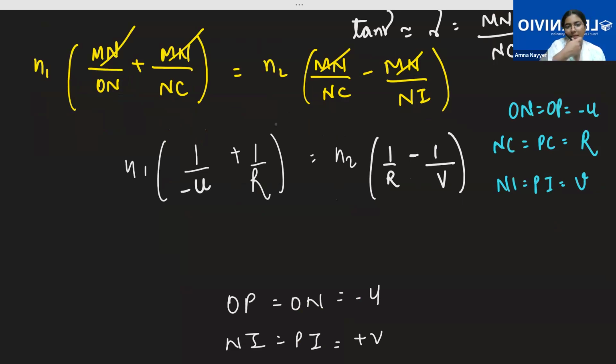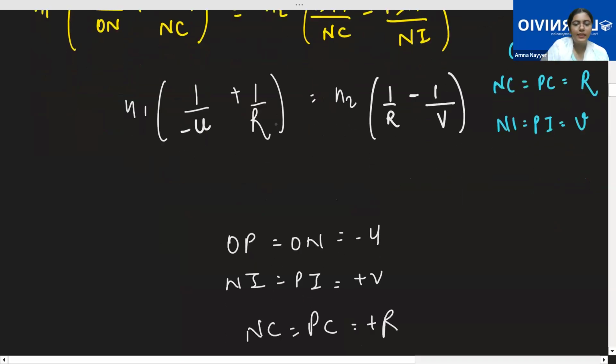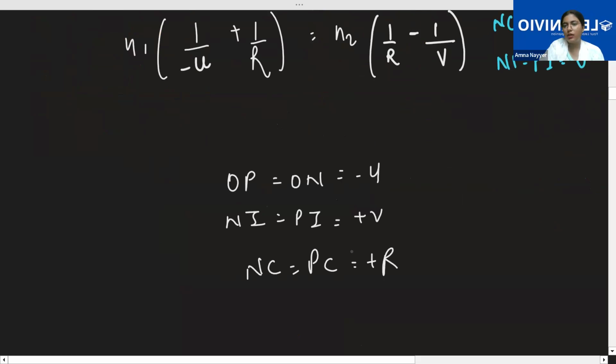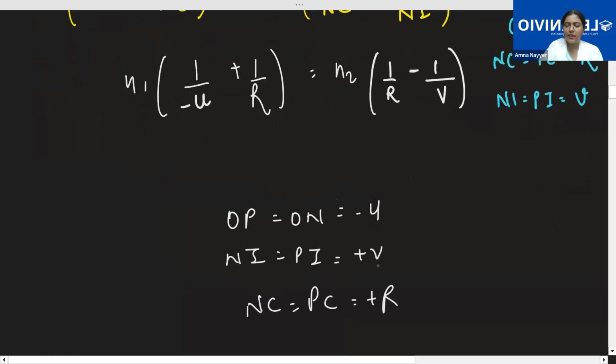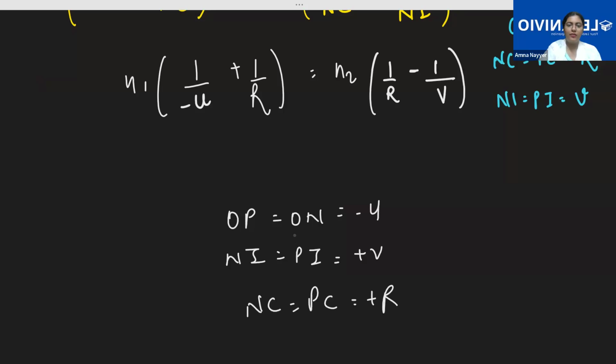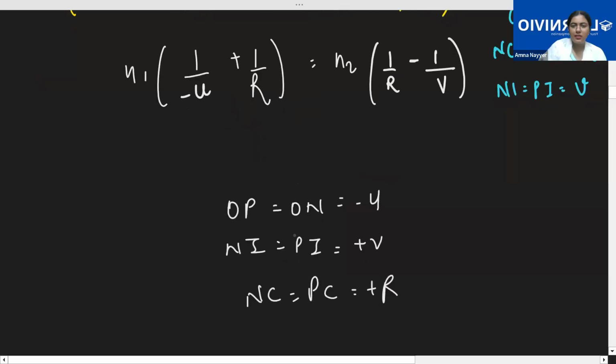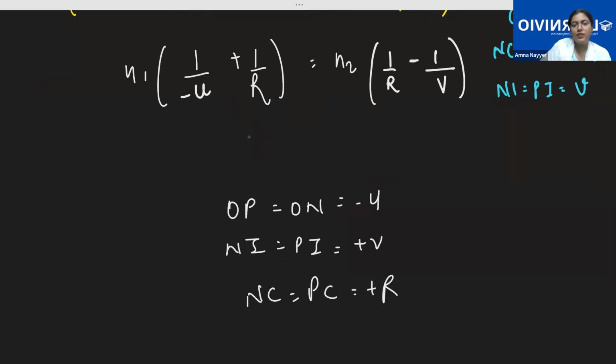Clear? Now see, these are the values OP and whatever I told you right now, same thing. OP's value, ON, NI and all. That's why we have used this. Now see, let us simplify this a little bit. Basically, we'll first open up the brackets.